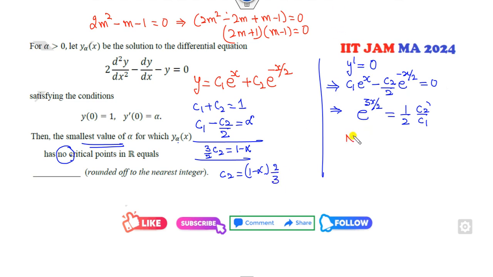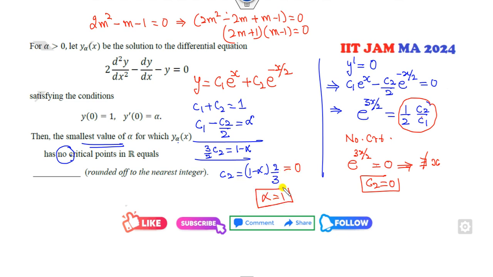Now clearly, it has no critical point when you are unable to find the solution of this problem. So clearly, e raised to power this, if I prove that it will be 0, it means you are unable to find the x. So when will it be 0? When c2 will be 0. So when will c2 be 0? When alpha will be 1. So that means the answer is alpha equal to 1, the only answer when it has no critical point.